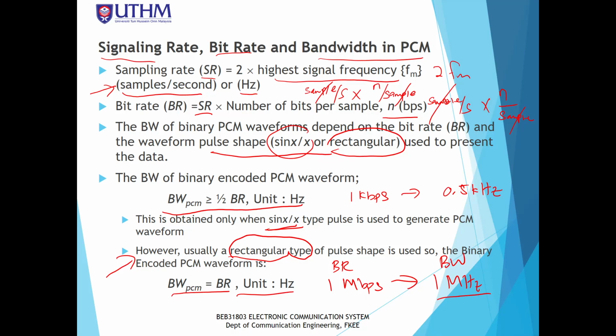So as I said previously, if the bit rate is 1 megabit per second, that means the bandwidth is 1 megahertz. Okay, so remember that the unit for bandwidth is always in terms of hertz.